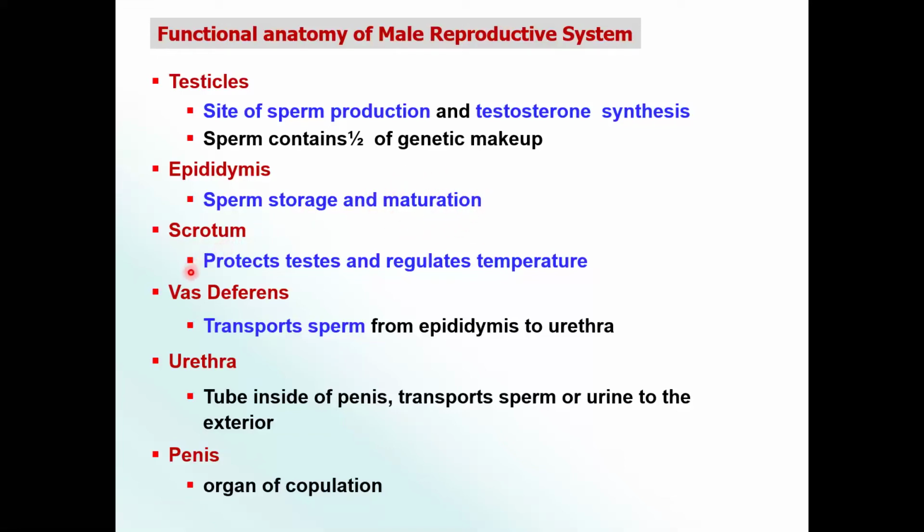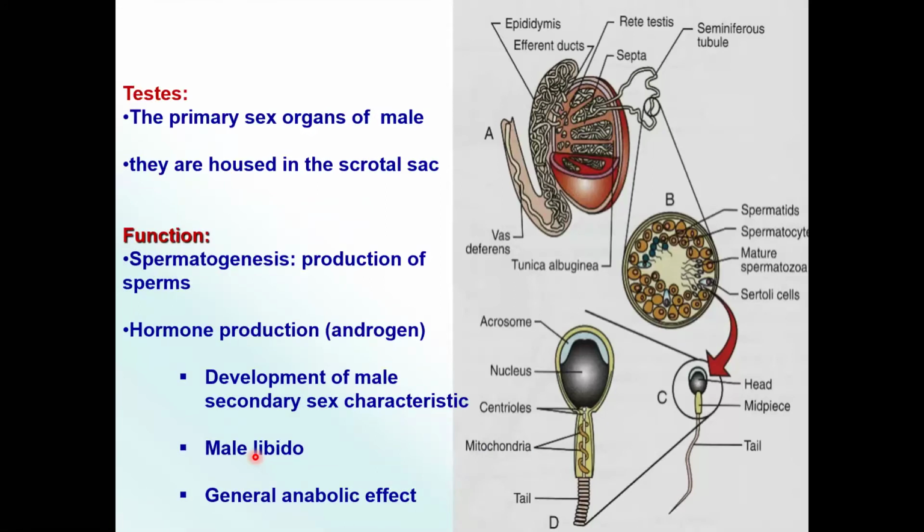And the scrotum acts to protect the testes and regulate the testicular temperature to be 4 to 5 degrees below the body temperature, and the vas deferens, which acts to transport sperm from the epididymis into the urethra, and the urethra is a tube inside the penis which transports sperm and the urine to the exterior, and finally the penis, it is the organ of copulation.